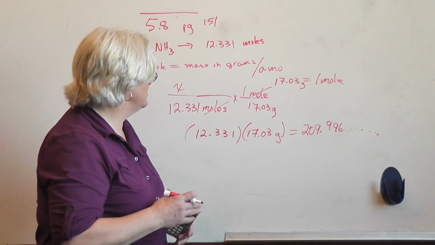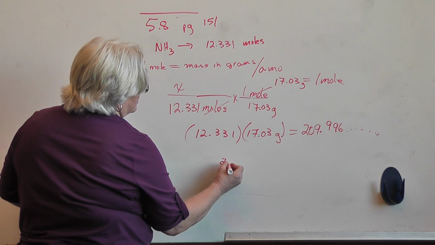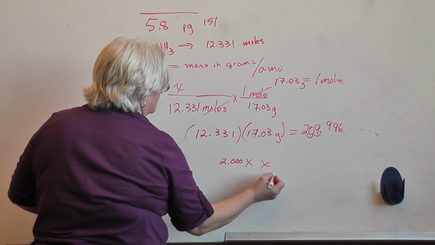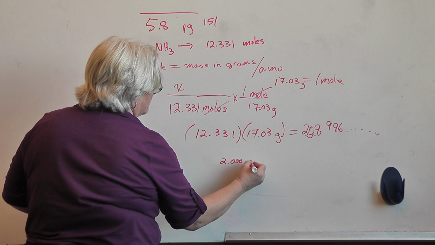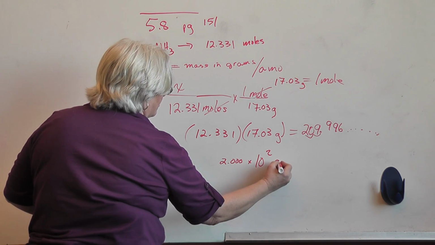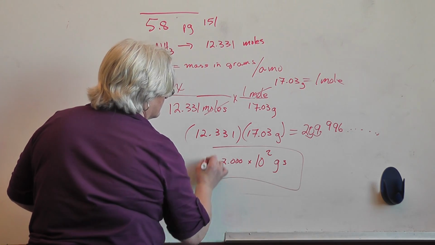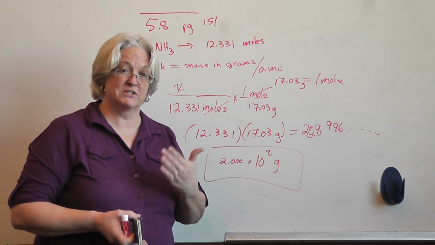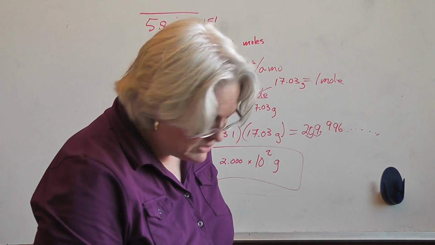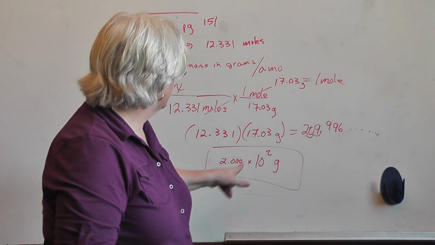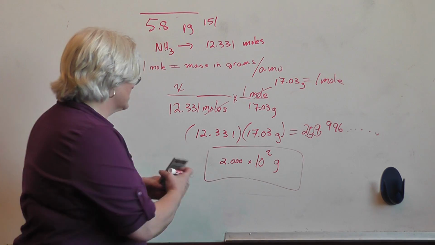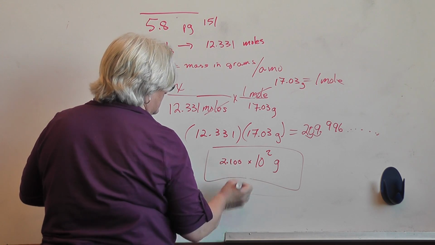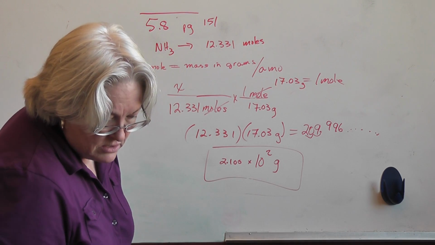So what we're going to have to do is use scientific notation. 2.100 times 10 to the second grams is the weight of 12.331 moles of ammonia. So if you look in your book, okay, I said 2.000, this rounds, it's actually 2.100. Now we have 4 significant figures.